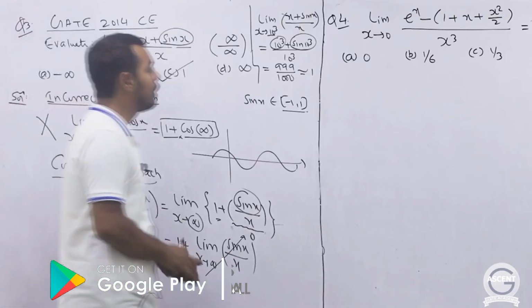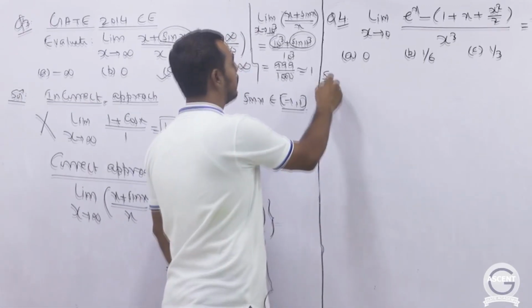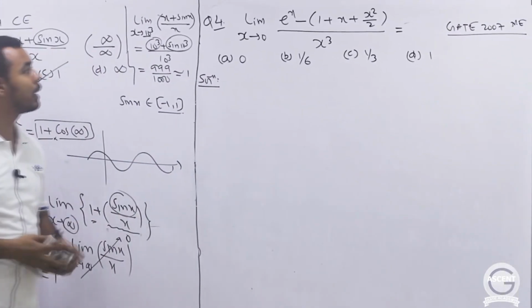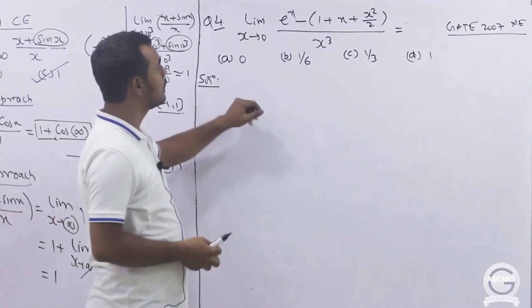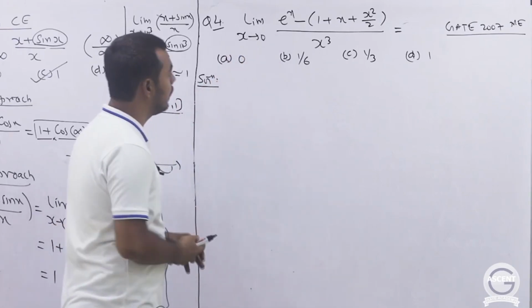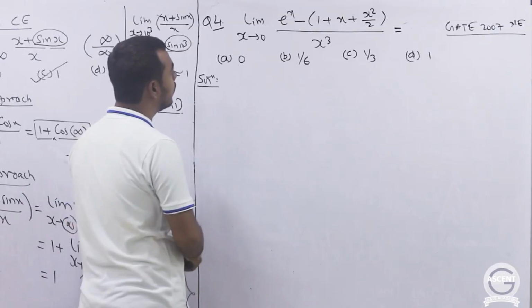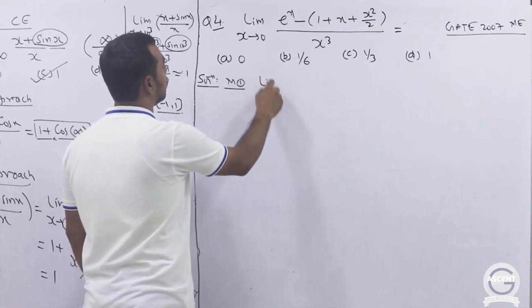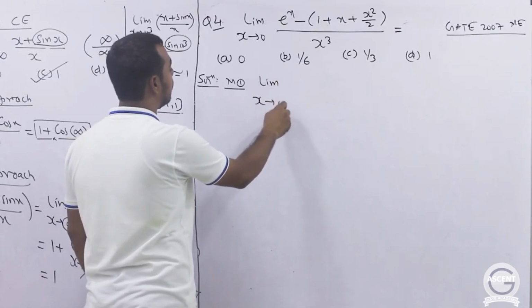So this was a good problem. Next we have the second problem. This was from GATE 2017 in mechanical. This is a fairly simple question. We have to evaluate the value of this limit. There are again two ways of solving this problem. One approach is to apply L'Hopital's rule, because we are getting a 0 by 0 indeterminate form.